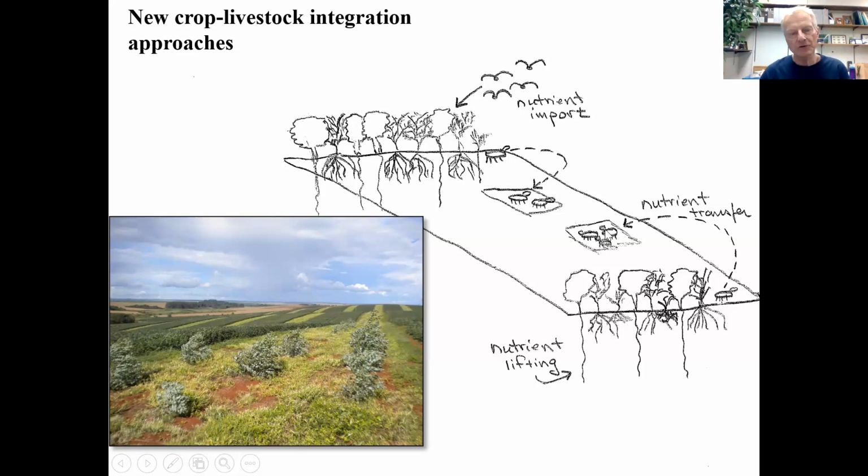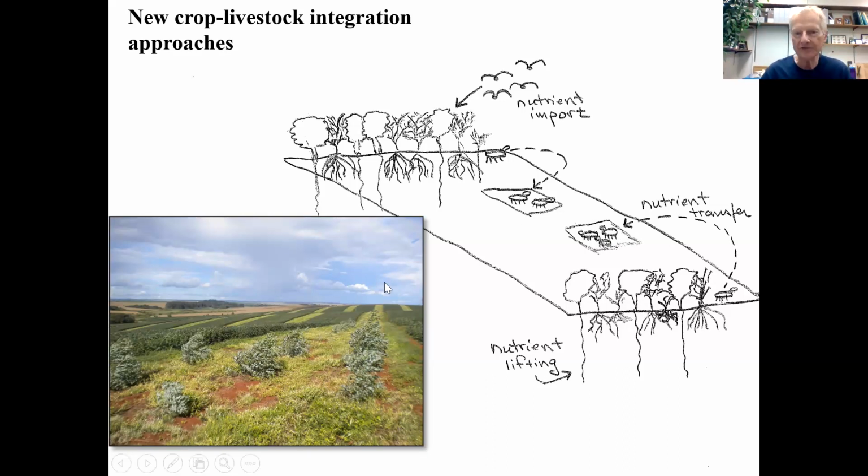This is called nighttime corralling, and it's done in many parts of the world, especially West Africa. It's very, very popular, where people who have grain farms will invite the nomadic herders onto their farm, have the animals spend a night, drop some nutrients, and move on. And we've done experiments to look at the amount of nutrient transfer, and it's not insignificant.